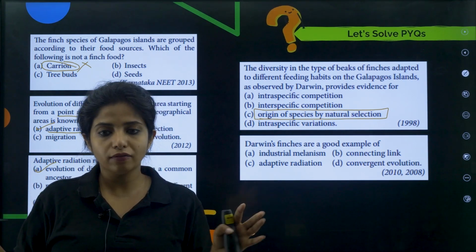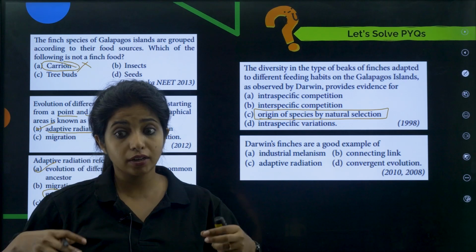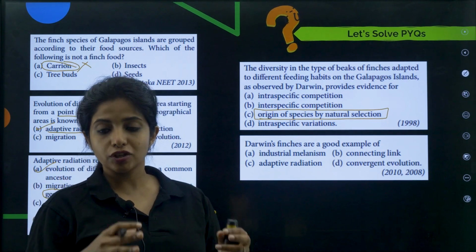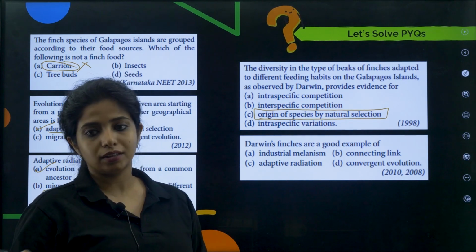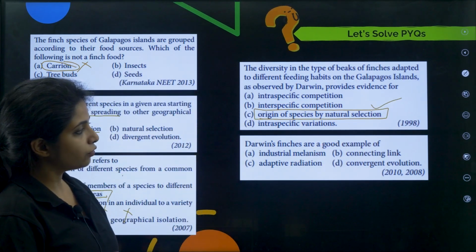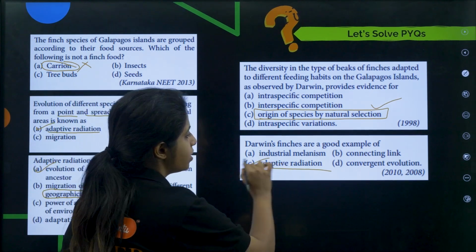Those that do not would not survive over there, and will move to some other area. And this natural selection is giving rise to different species as well. You have a species of finches that feed on just cactus and nothing else. So that is a different species. So this becomes your answer. Now Darwin's finches are a good example, the easiest question. It is an example of adaptive radiation.